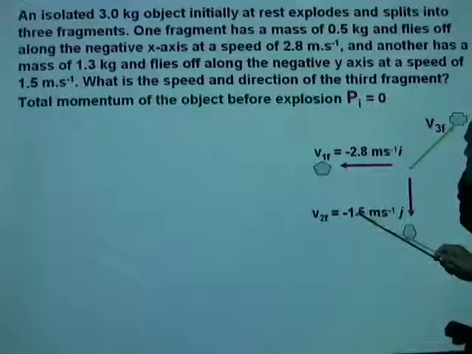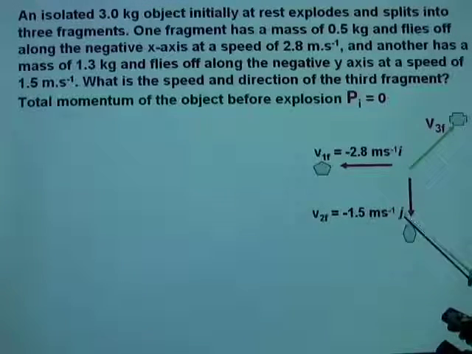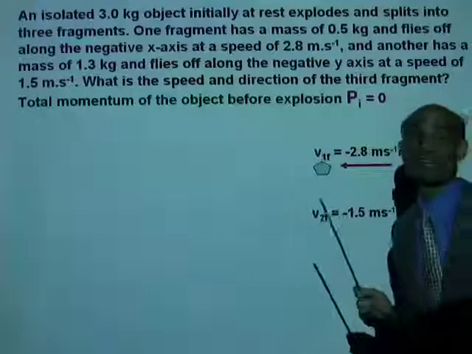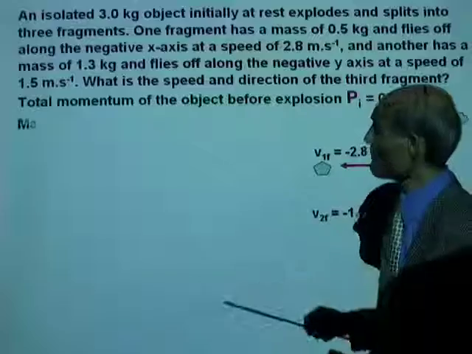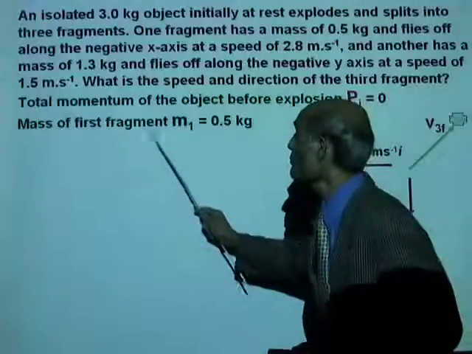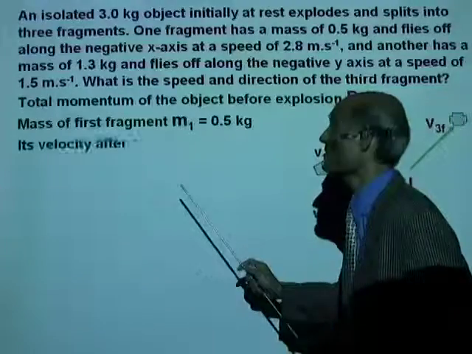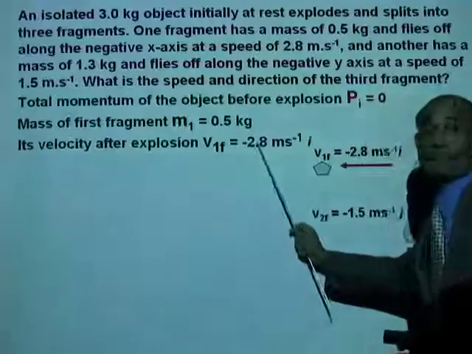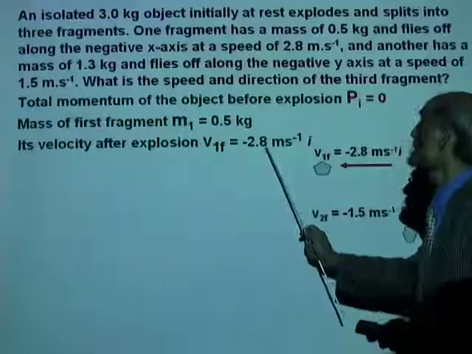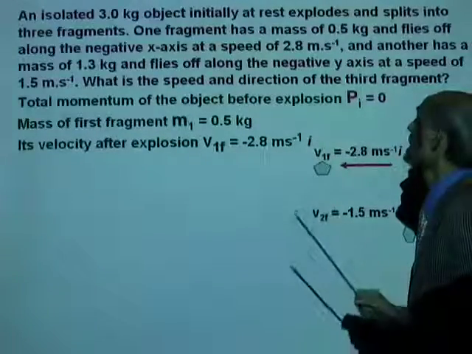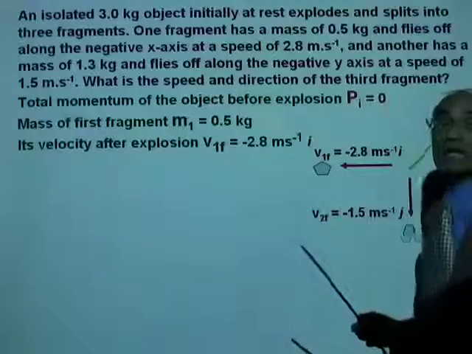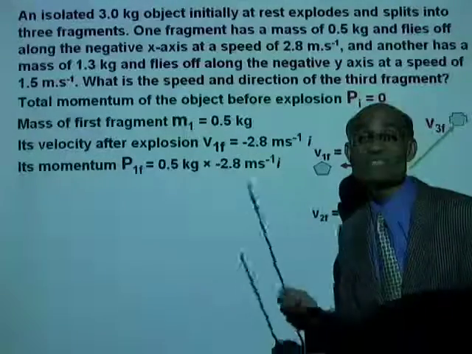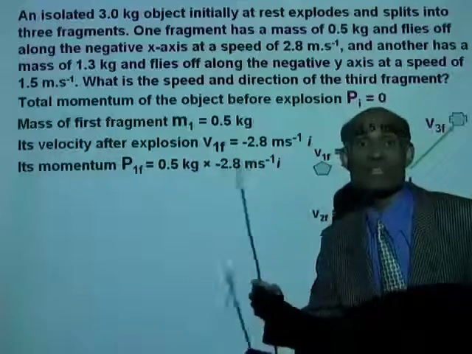V2F is negative 1.5 meter per second j. We need to find V3F. Alright, let's set it up. Mass of the first fragment is 0.5 kilogram. Its velocity after the explosion is negative 2.8 meter per second i. Therefore, what is its momentum after the explosion?